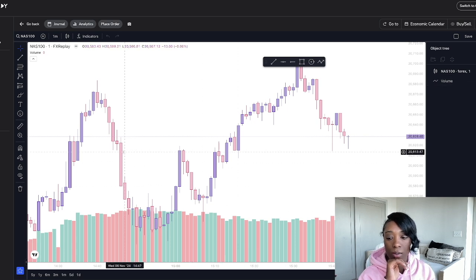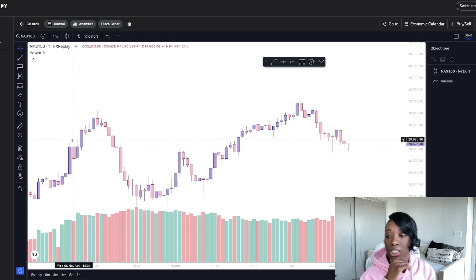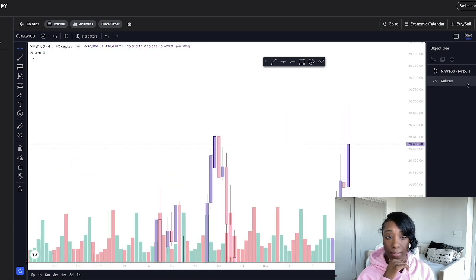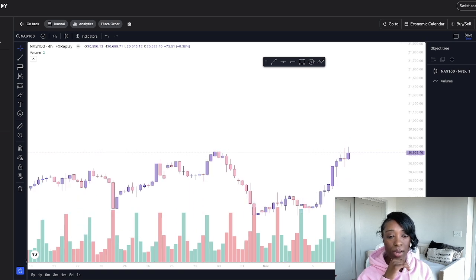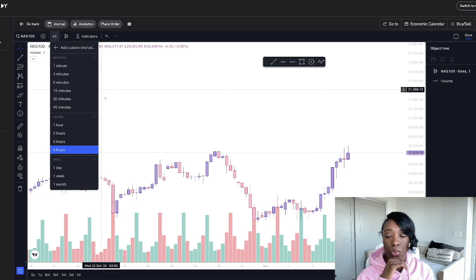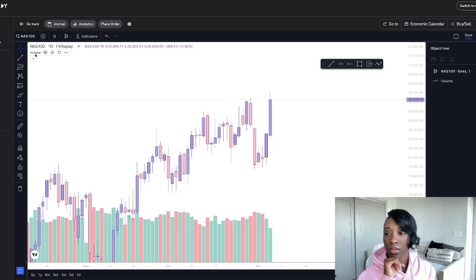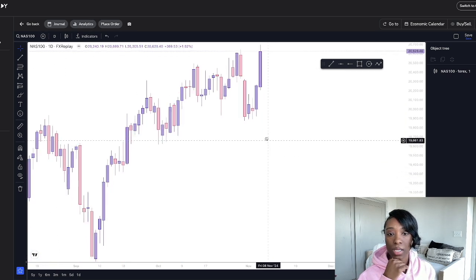So I haven't traded NAS in a really long time. When I was working on my challenge account, which I'm about to do again, I traded NAS quite a bit. And so now that I'm about to get back into it, I'm just going to backtest it a little bit. I don't like the volume indicator, so we're going to delete that one. It just looks like too much noise to me.